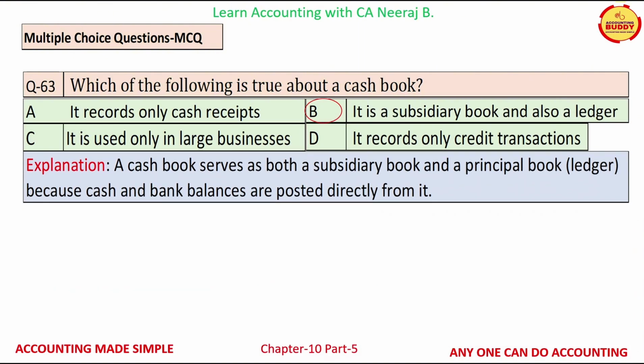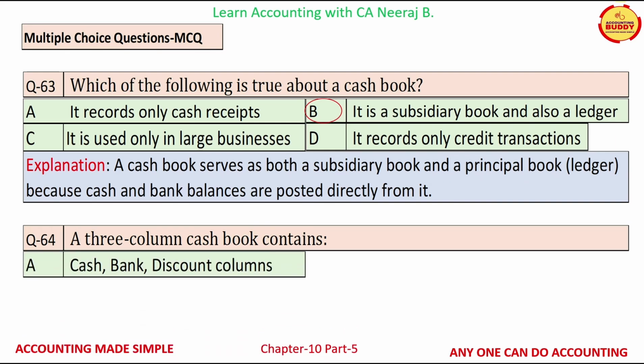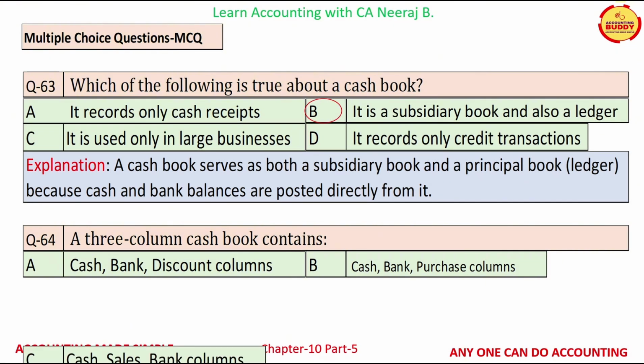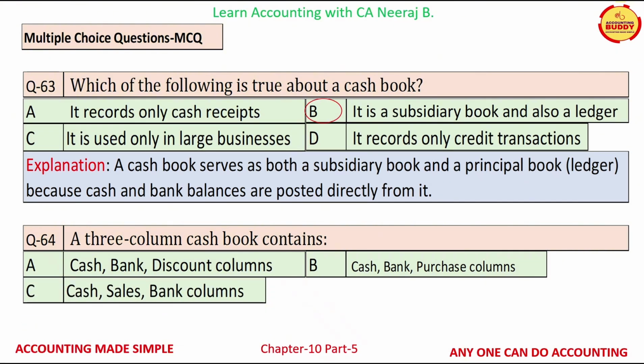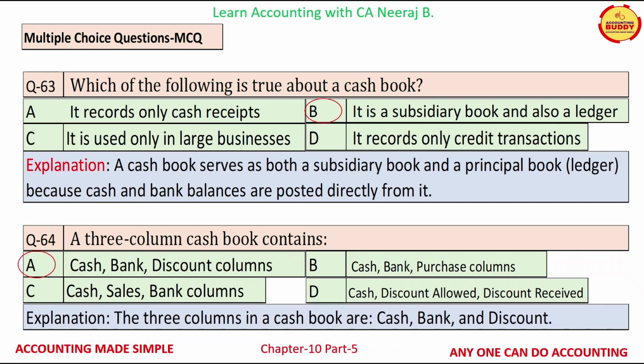A cash book serves as both subsidiary book and principal book, that is the ledger, because cash and bank balances are posted directly from it. Question number 64. A three-column cash book contains, and the available options are option A, cash, bank, discount columns, option B, cash, bank and purchase columns, option C, cash, sales and bank columns, and option D, cash, discount allowed and discount received columns. And the correct answer is option A, three-column cash book contains cash, bank and discount columns. The three columns in the cash book are cash, bank and discount columns.